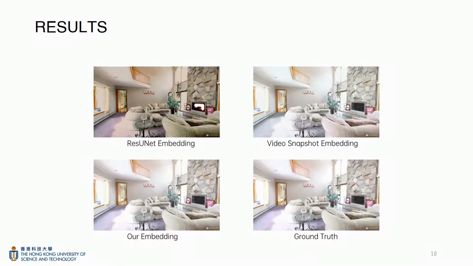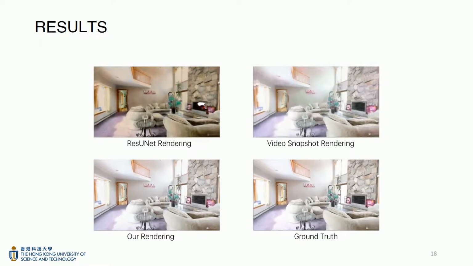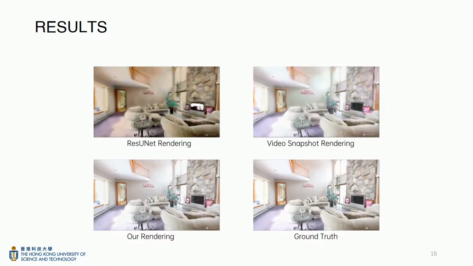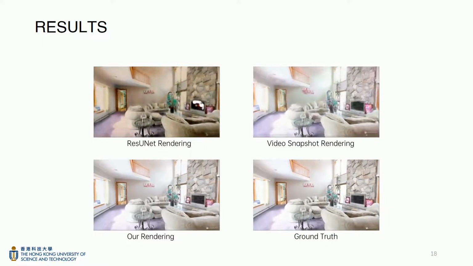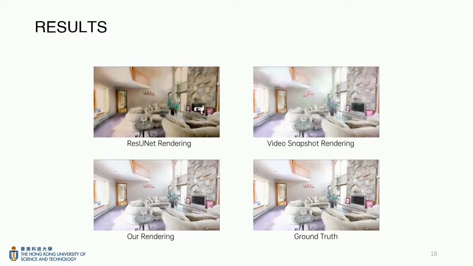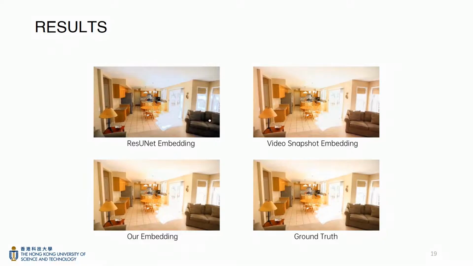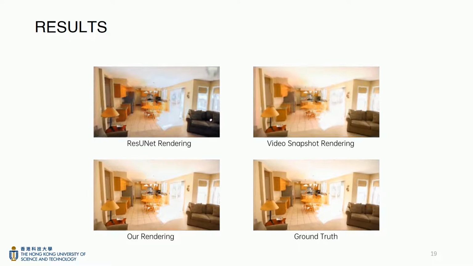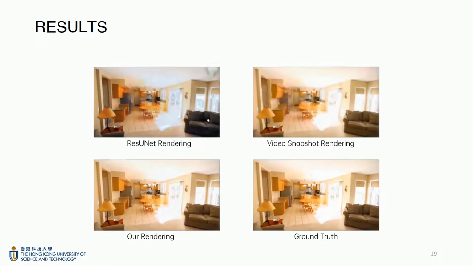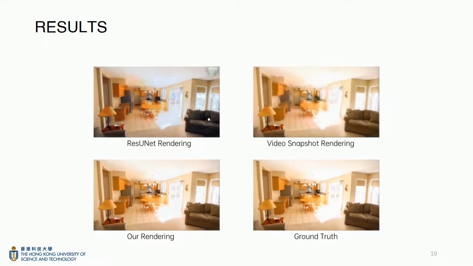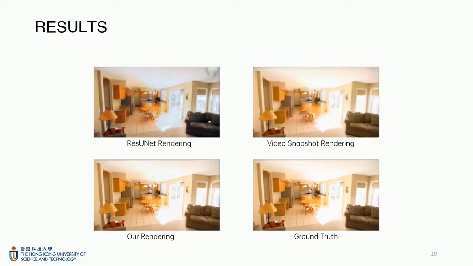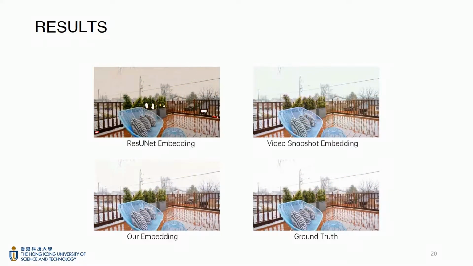Then let's see some results. We first show the embedding images, then the rendered novel views from the restored MPIs. The ResUNet is implemented as a naive solution for this task. The embedding network and the restoration network are implemented with the ResUNet. The video snapshot is the most relevant state-of-the-art work that embeds 8 consecutive frames into one image. The results show that our method can recover high-fidelity novel views from a slightly modified JPEG image.